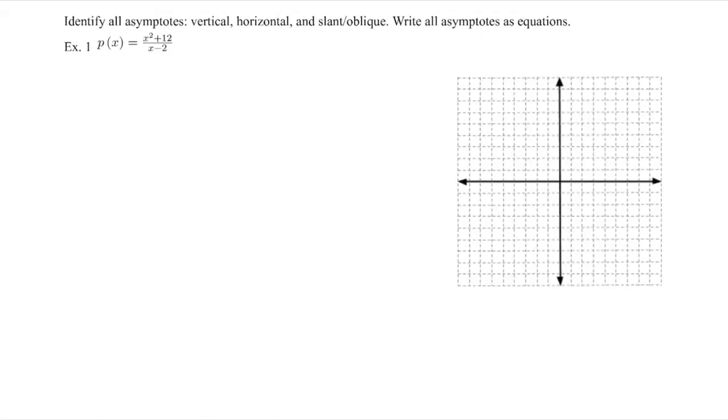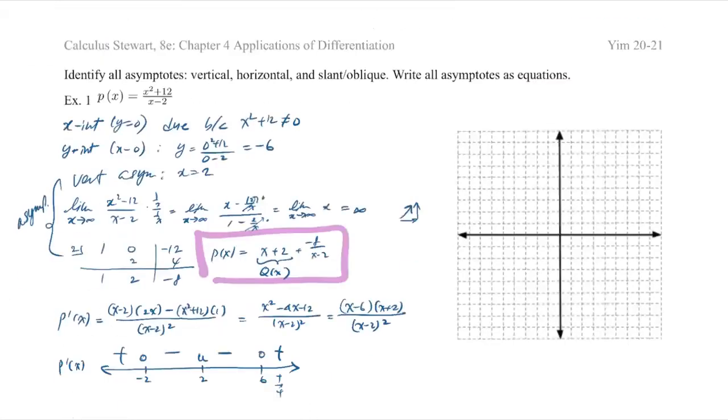Okay, here we go. The first thing I did was find the x-intercept with y equal to 0. It doesn't exist because the numerator is never equal to 0, right? Positive plus positive is not 0. The lowest value is 12, right? And then the y-intercept is when x equals negative 6, okay? And the vertical asymptote is when x equals 2.